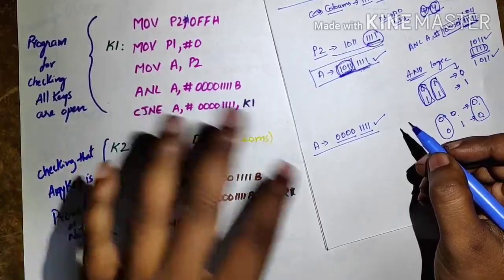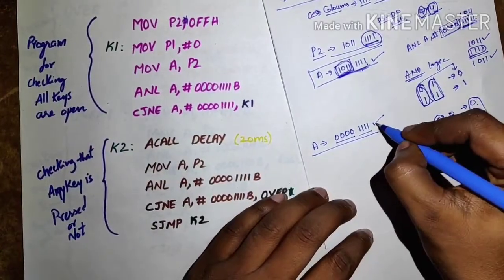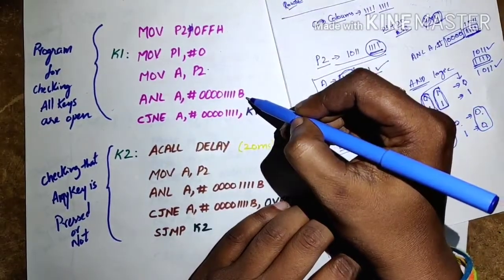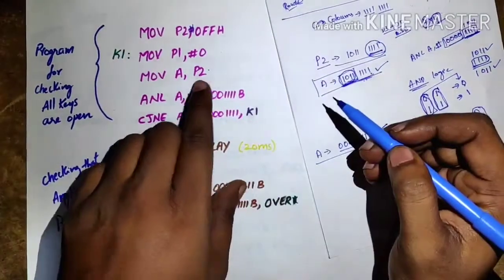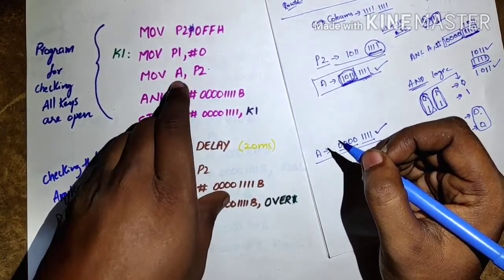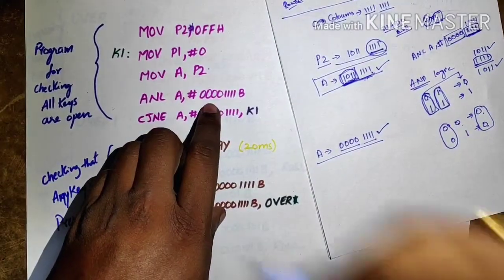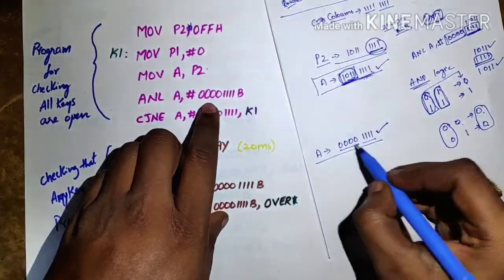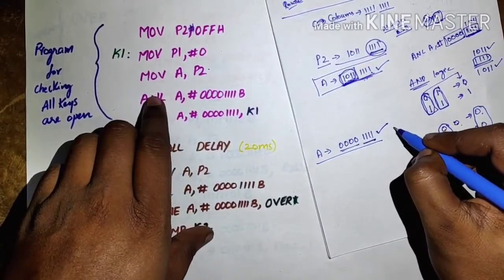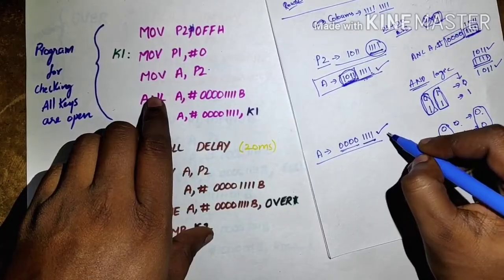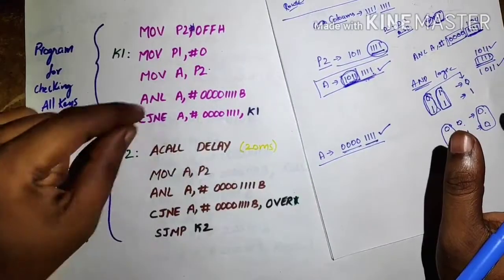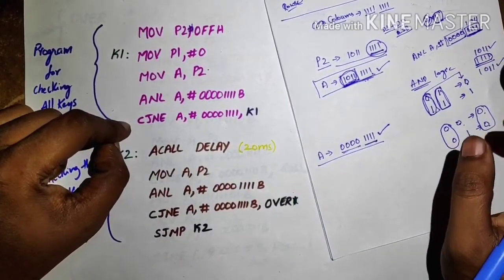So till now, we have read the port 2 values and moved them to the accumulator, and next we masked the MSB bits and kept our LSB bits. Till here we have only masked the bits. We read the value of P2 and masked the MSB bits. Now we are checking the condition.